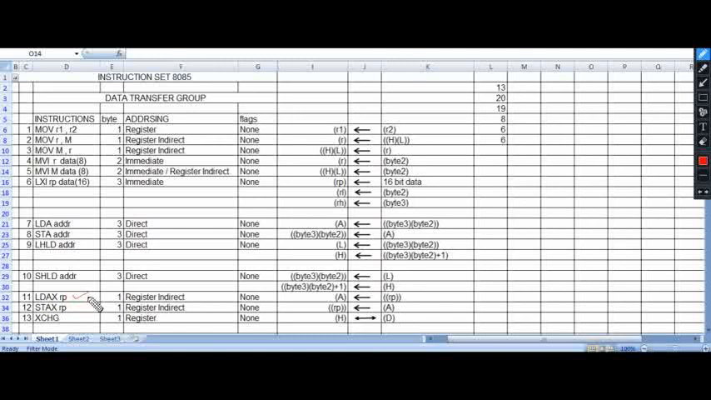Memory is given by a register pair. Only BC and DE register pairs can be used. Number from the accumulator is stored to memory. Memory is given by the BC and DE register pair, and the number from the HL register pair is exchanged with the DE register pair. This is a summary of all the instructions which we studied.